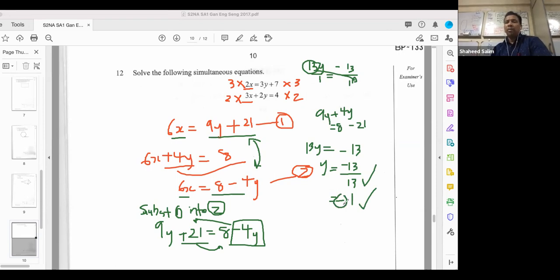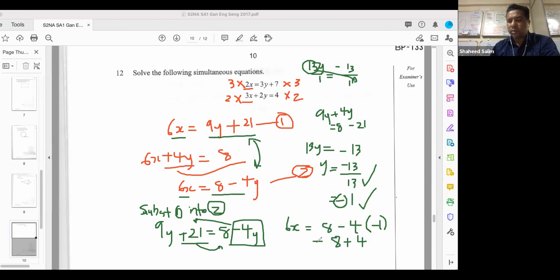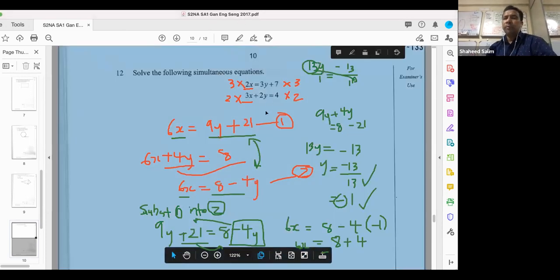Then you substitute y equals minus 1 into 1 or 2. Let's say we substitute into 2. Okay, so what do you get? Now substitute this one inside here. 6x equals to 8 minus 4. Y is negative 1. Minus 4 times minus 1, we got plus 4. 6x equals to 8 plus 4, which is 12. So 6x is equals to 12.